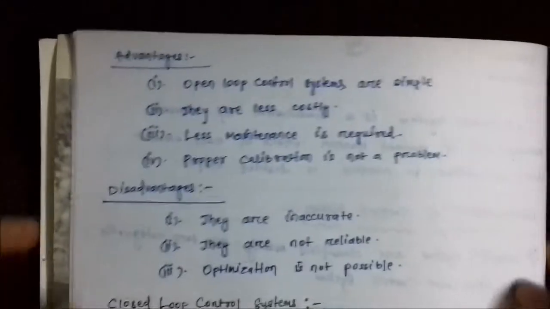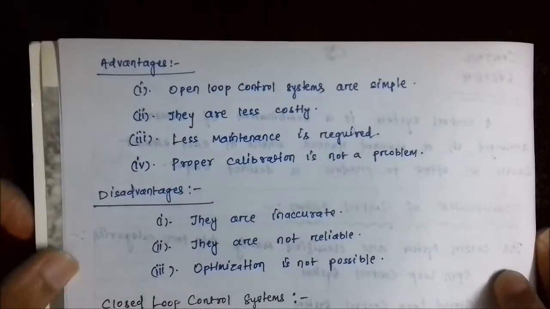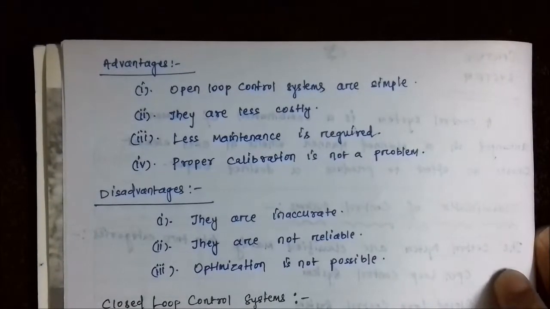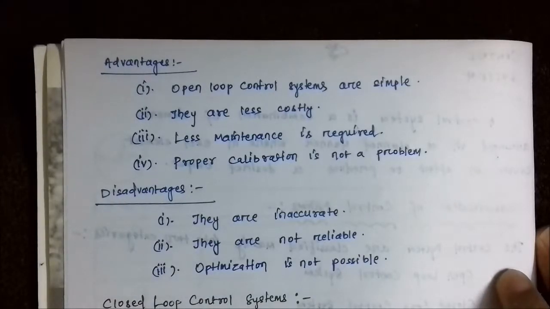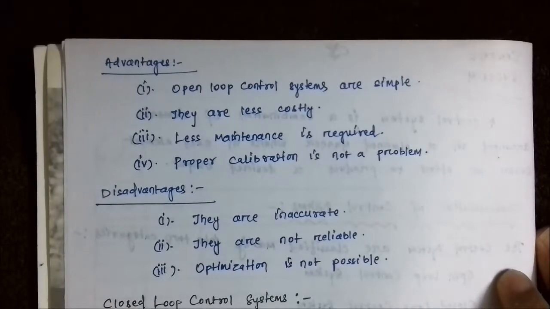First, the advantages and disadvantages of the open loop control systems. Now obviously the open loop control systems are simple because there is no feedback connection, no feedback loop which is formed, there is no error detector, no comparison, anything. So it's a plain simple thing, it's completely manual.